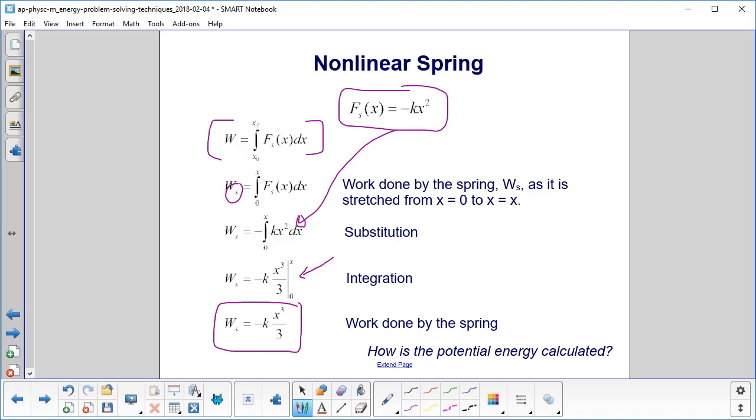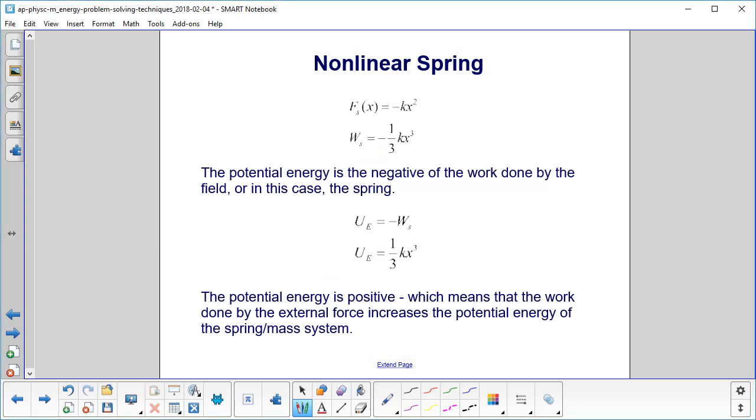Now, how do we calculate the potential energy for this system? And here's what we have from the previous slide. The way we could calculate the potential energy, that will be the negative of the work done by the field, or in this case, the spring. So UE, elastic potential energy, is negative the work done by the spring, and that just cancels out the negative sign, and we get 1/3 kx cubed.